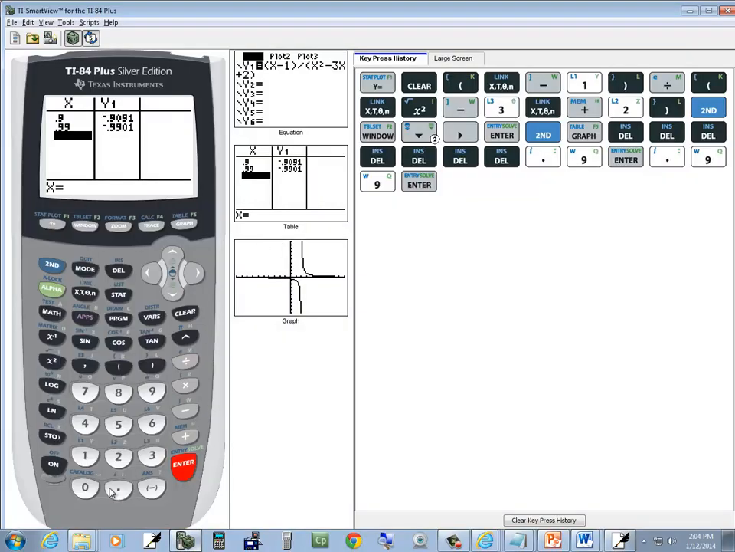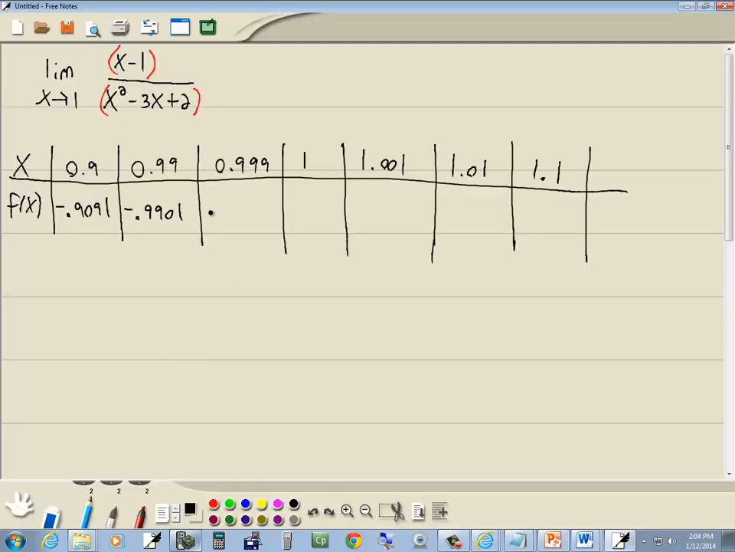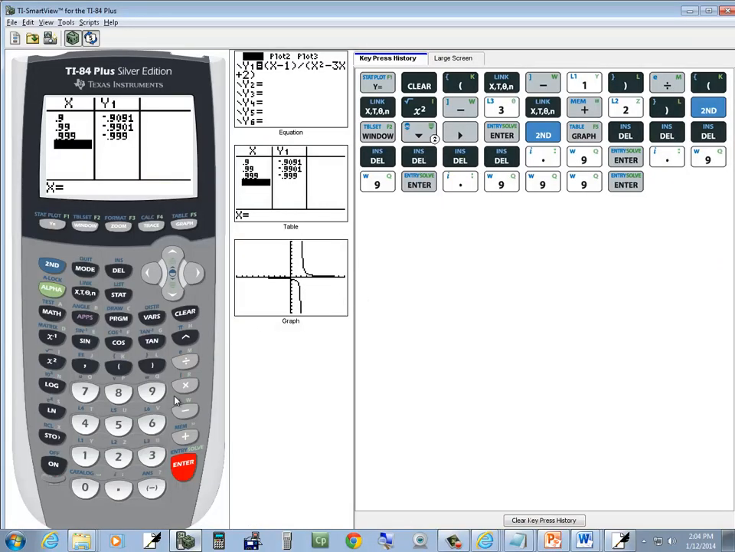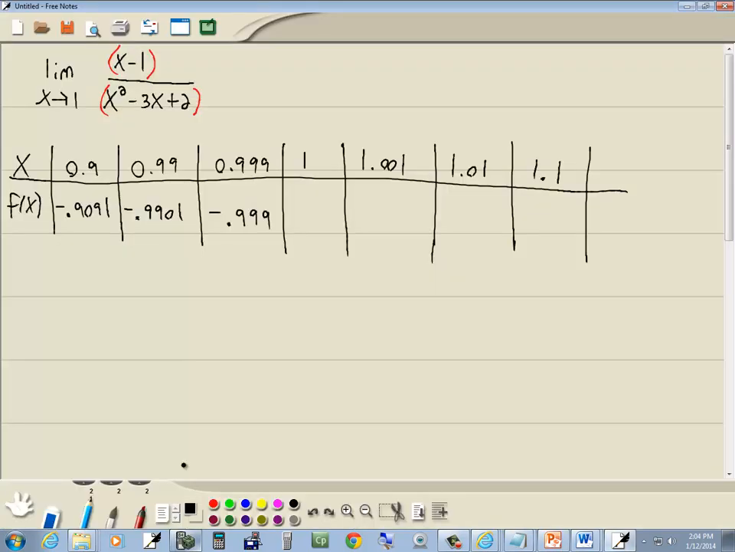And then 3 nines, so do 0.999, enter. And negative point, looks like it's going to negative 1, doesn't it? Okay, now that's the one we're trying to find, so we don't actually want to put it in. Let's put in 1.001, press enter. And we get negative 1.001.